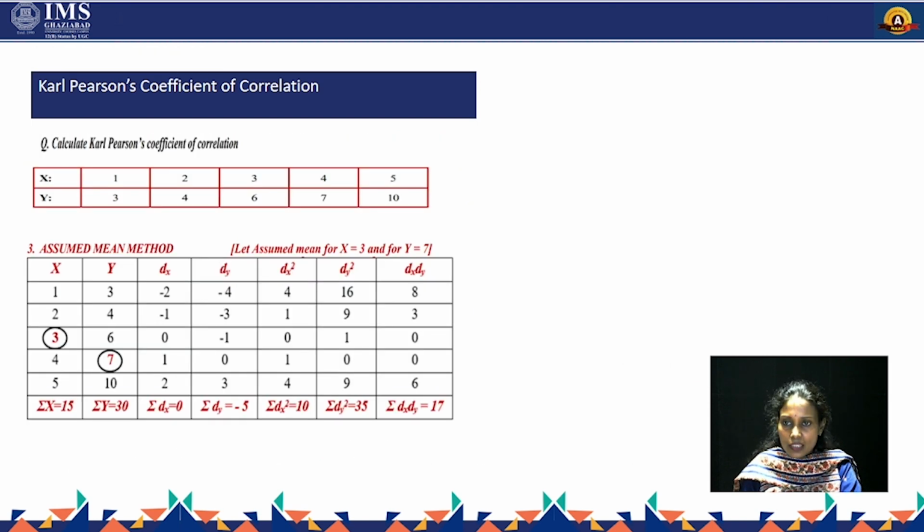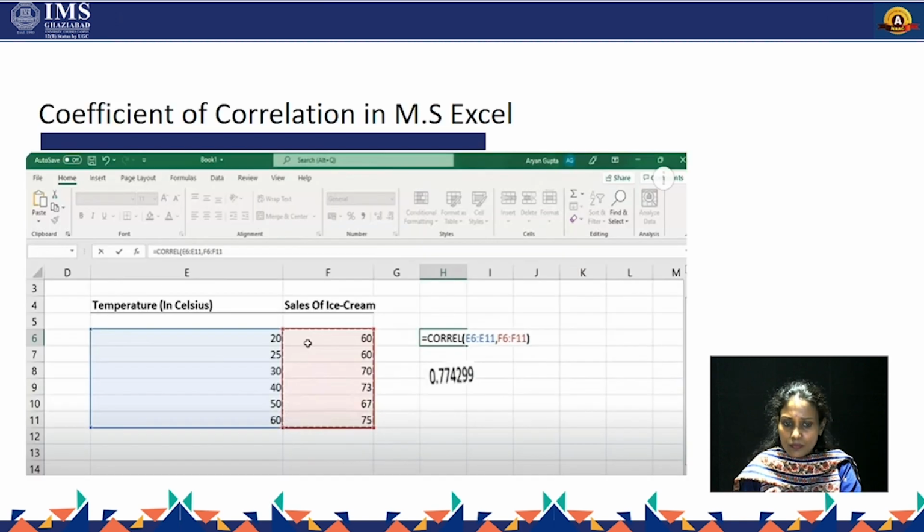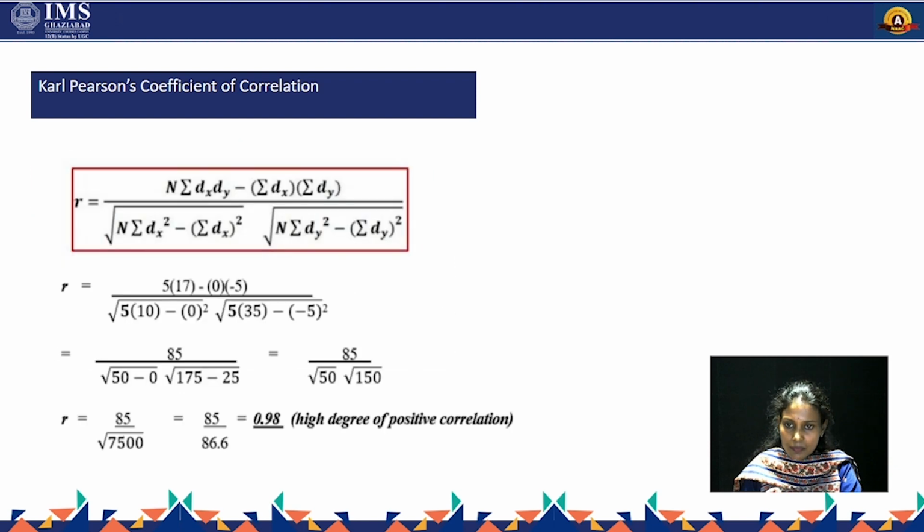For example, we have been given some data. Firstly, we write the formula, the method we have to use. In this question, we have used the assumed mean method, and according to our method, we construct the table. We construct the columns which we require, like dx, dy, dx into dy, d square x, d square y. Find all the values of dx, dy, d square x, d square y, dx dy. Find their sums. Put all the values in the given formula, and we get r equals 0.98. It is positive, therefore the relation is positive, and it lies between 0.75 and 1, therefore the correlation is high.